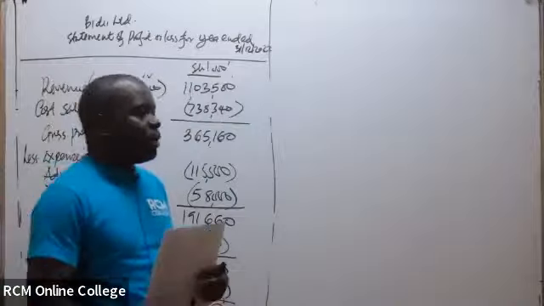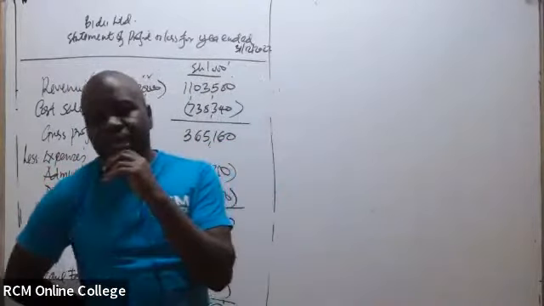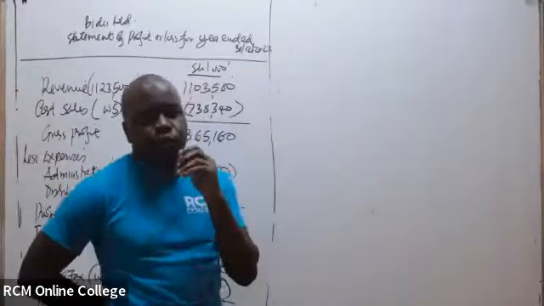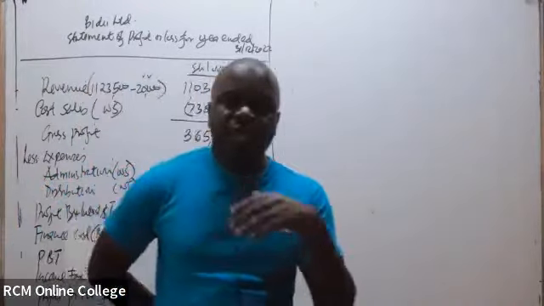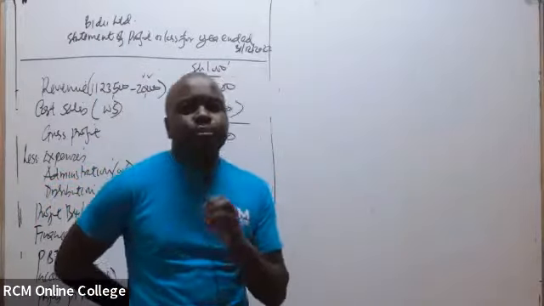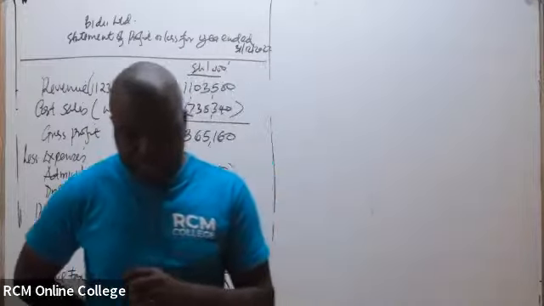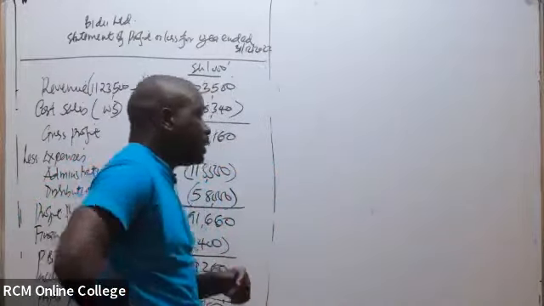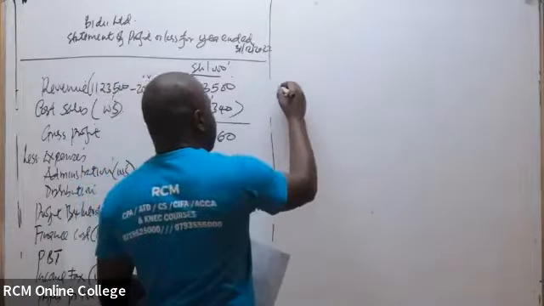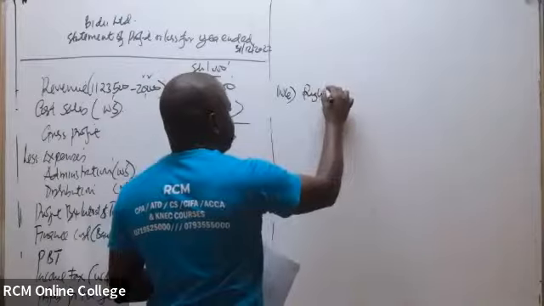Remember, when they talk about the rights issue, it is where the company decides to give extra shares to existing shareholders, not an outsider party. It is normally in proportion to the number of shares they hold in the company. So in this case, we have what we are calling the rights issue.